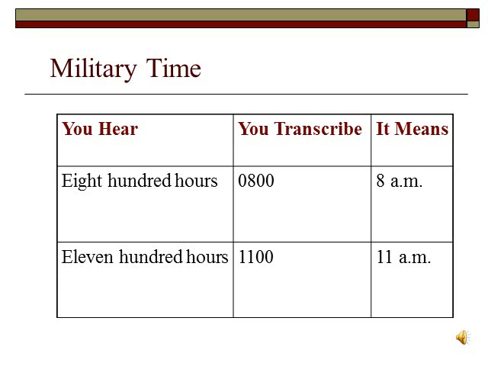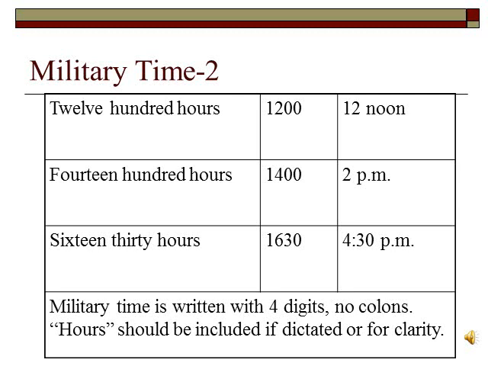So here's just a few more examples of military time. If you hear 800 hours, we're going to transcribe 0800, meaning 8 a.m. 1100 hours, 1100, meaning 11 a.m. And 1200 hours would be 1200, means 12 noon. 1400 hours, 1400, means 2 in the afternoon. 1630, 1630, means 4:30 in the afternoon. Military time is written with 4 digits, no colons, and hours should be included if they're dictated, or if it needs it for clarity. You can always add hours.